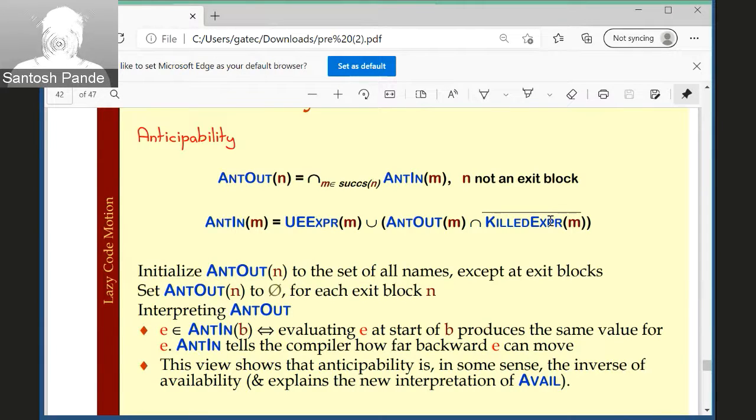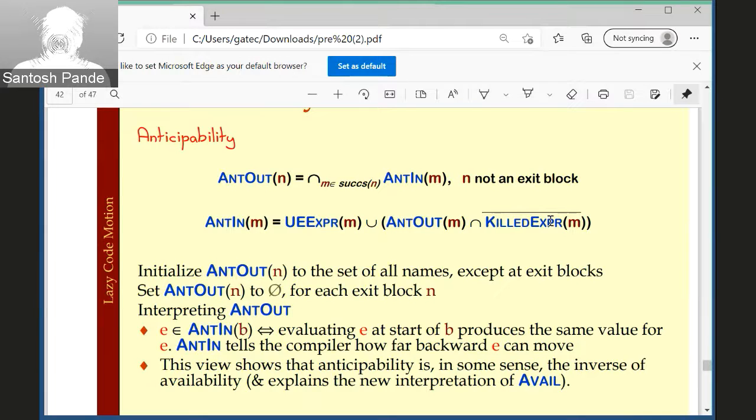Anticipatable at a given point means, at the beginning of the basic block, let's look at it, that it was upward exposed. If we look at it from the beginning of the basic block, we see that expression as being definitely evaluated in that block before any of the operands were redefined. That's why it was upward exposed. So that is one group of expressions that will become anticipatable.